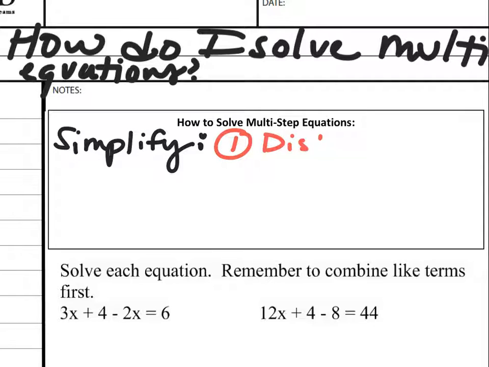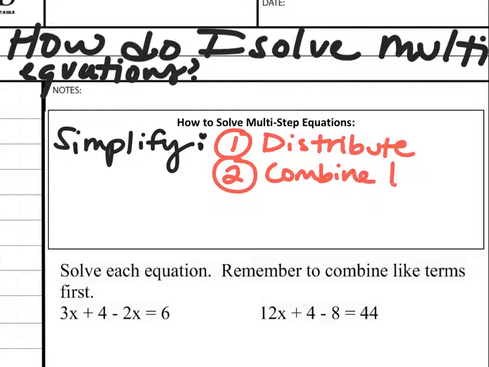Write this down. And then combine like terms. It's important to do it in that order. This is the same thing we did like 2 weeks ago, right? Not last week, but the week before that. We do it in the same order. We distribute and then combine like terms. After you've simplified, then you can solve.